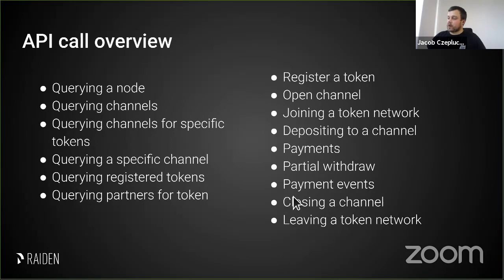Then you can query all payment events, so you can see all previous payments. You can see the outgoing payments, the incoming payments, the failed payments as well. You can close channels, and lastly, you can leave a token network. What this will do is automatically close all channels that you have open in a token network. So this is the opposite of joining.